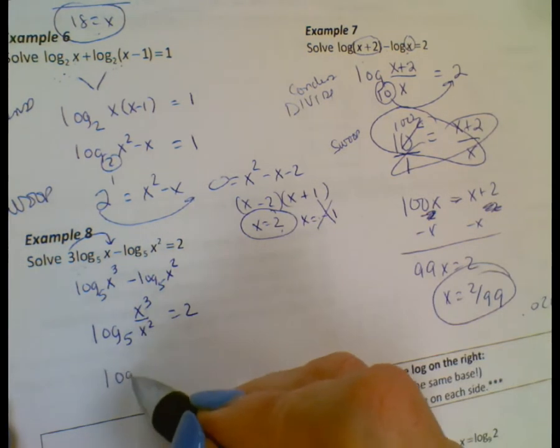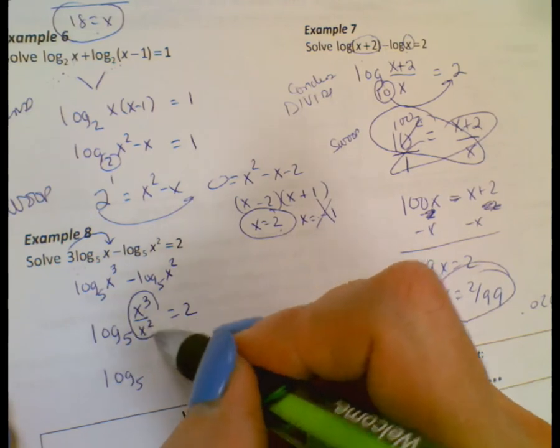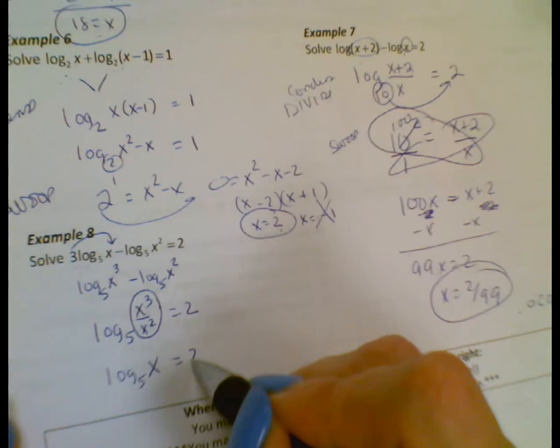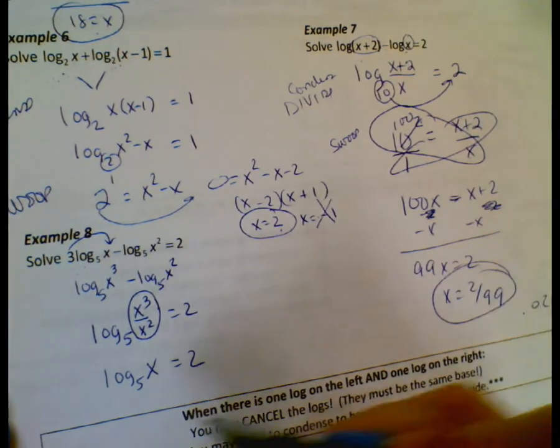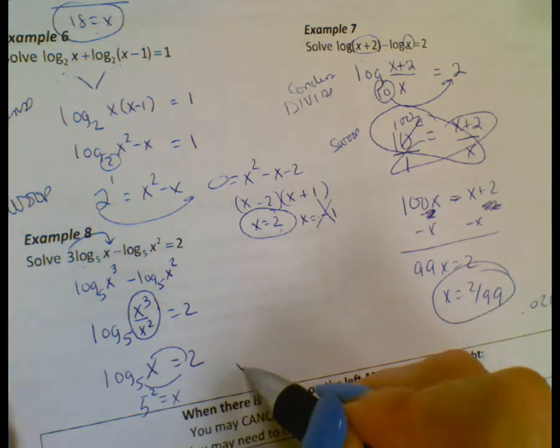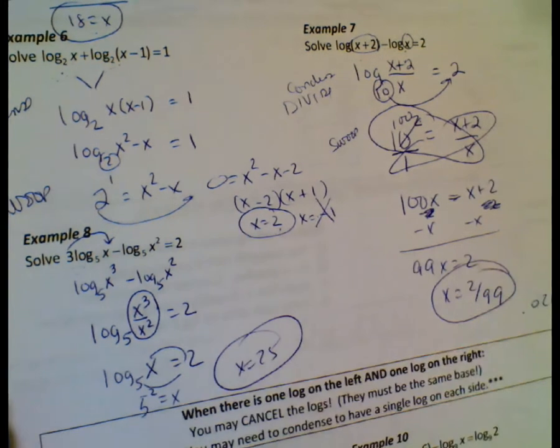Now, I would go ahead and swoop, but I'm not going to yet because I can simplify that. X cubed divided by x squared is just x. Now I'm swooping. 5 to the second equals x. So your answer is 25. And that's your answer.